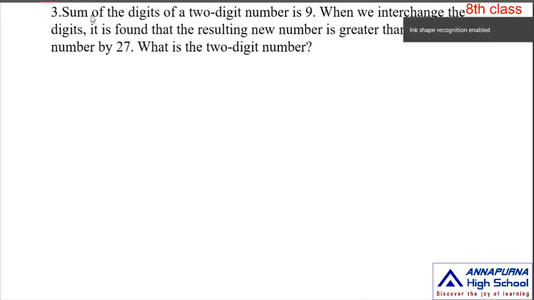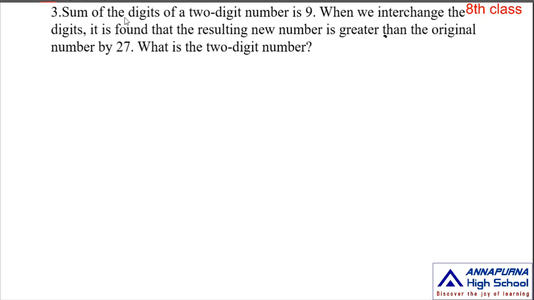See the third one. Sum of the digits of a 2-digit number is 9. When we interchange the digits, it is found that the resulting new number is greater than the original number by 27. What is the 2-digit number?